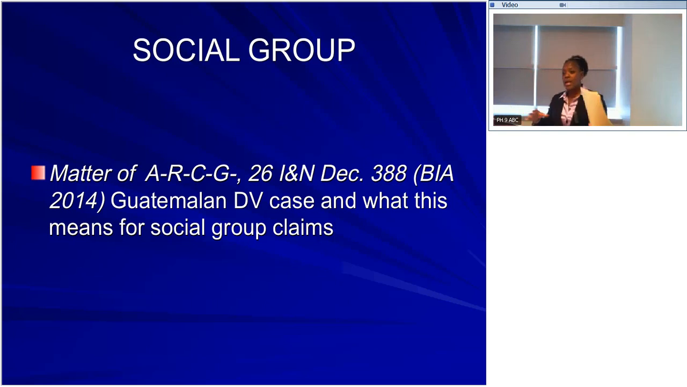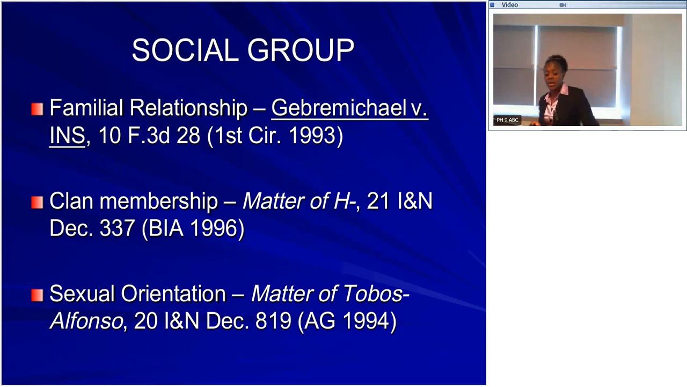Anyway, so social group, as I said, is an area with much litigation. I'm going to skip the case for discussion and come back to it, because I want to give you some examples of cases where social groups have been recognized. So, family relationship: there's a Third Circuit case, and there's a recent BIA case, which is not here, recognizing the family relationship as a possible social group. Clan membership, right? Matter of H came out of Somalia, where you've got all these different clans, the larger clans, the minor clans, and that case identified clan membership as a social group. Sexual orientation: Matter of Toboso-Alfonso came out of Cuba, a homosexual who was being persecuted by the government.